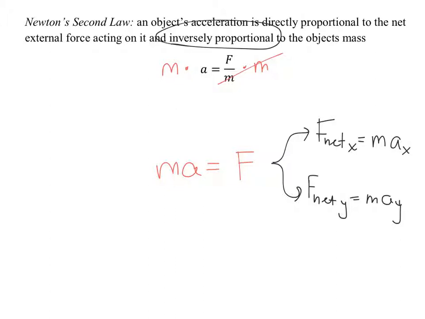Okay, again, F net. What does net mean again from last class? Net, total, or overall force. The overall force in the x direction equals mass times acceleration in the x direction. See how we're going to break it into components again, like we did in the last chapter. The overall force in the y direction equals the mass times the acceleration in the y direction.